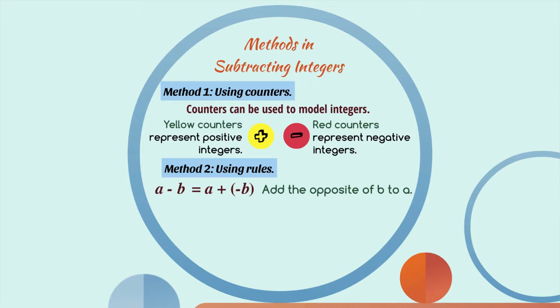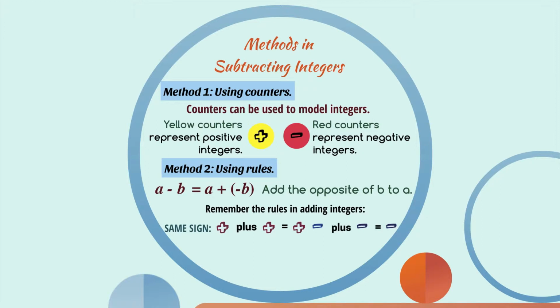Now that addition is involved, we need to review the rules in adding integers. Let's recall rules in adding integers with the same sign. A positive integer added to a positive integer is equal to a positive integer, and a negative integer added to a negative integer is equal to a negative integer. Basically, we just add the numbers and copy the common sign.